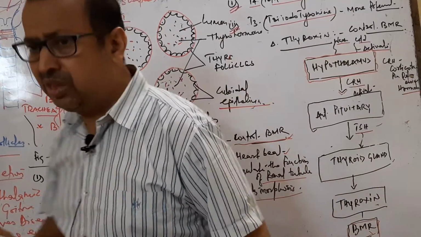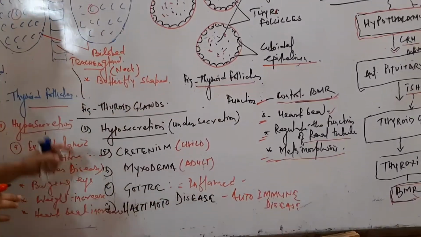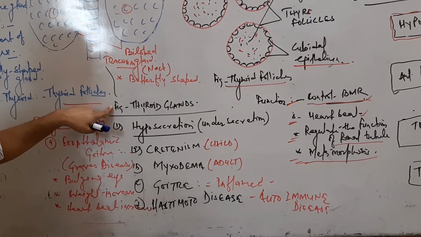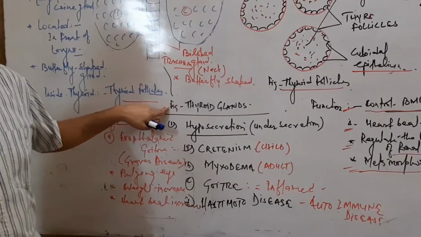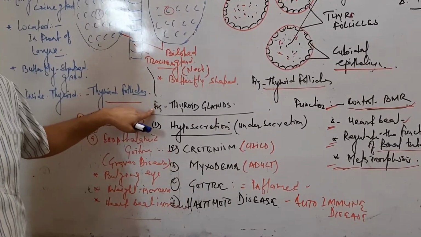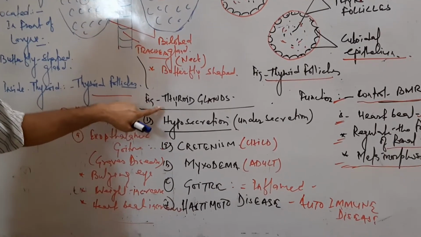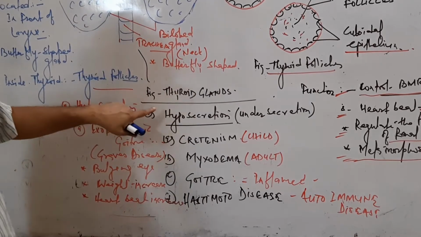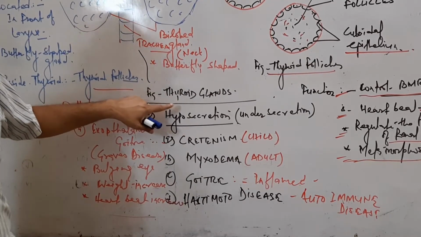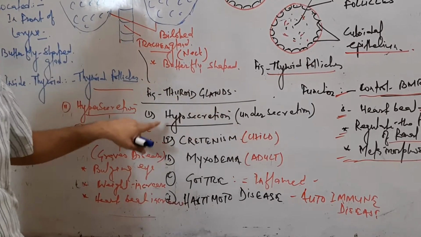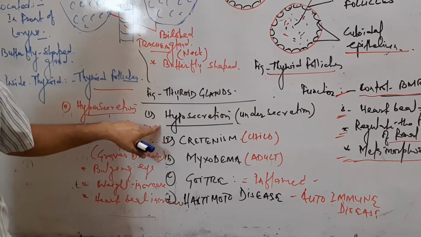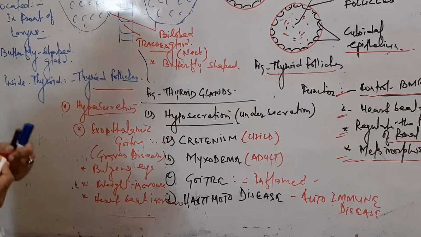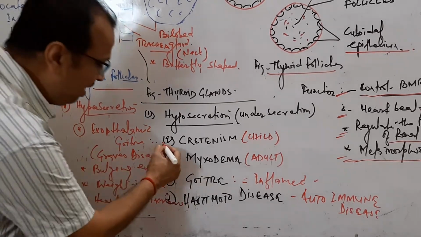Now, regarding the action of the thyroid gland, the hormone level can go higher or lower than the normal value. That is called higher secretion and lower secretion. Lower secretion is called undersecretion, or hyposecretion. Hyposecretion leads to various diseases. The first disease is called cretinism.